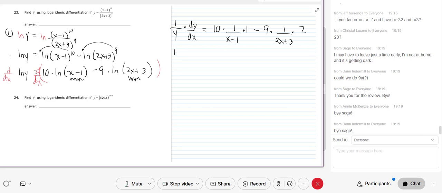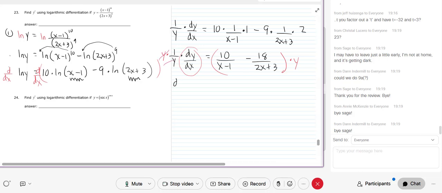So you're going to put this together, and you'll have 1 over y times dy over dx is equal to 10 over x minus 1 minus 18 over 2x plus 3. Now, we're not done with the problem, but we have done the implicit differentiation. So what you have to do now is solve for dy over dx. That means both sides have to be multiplied by y.